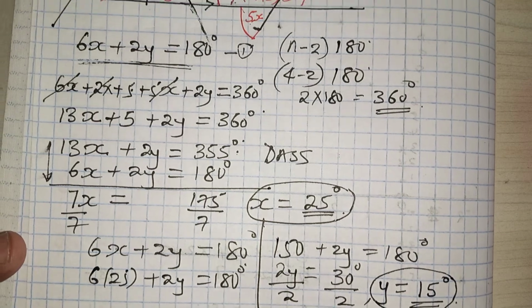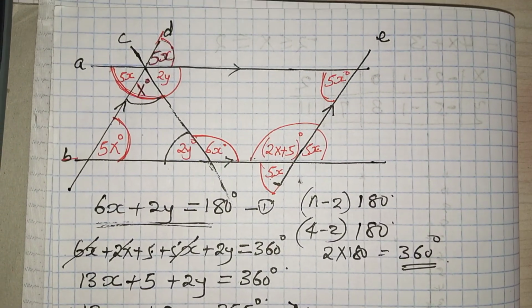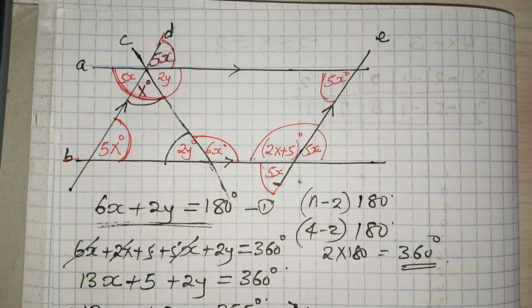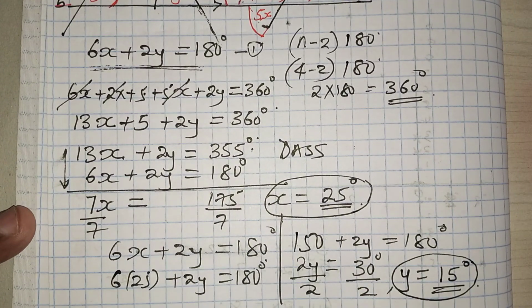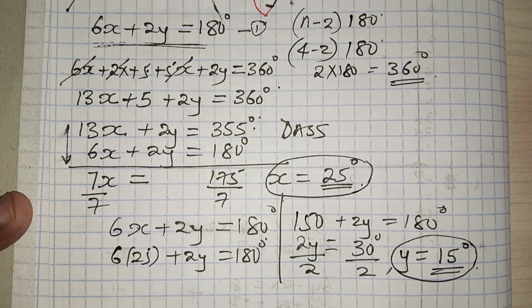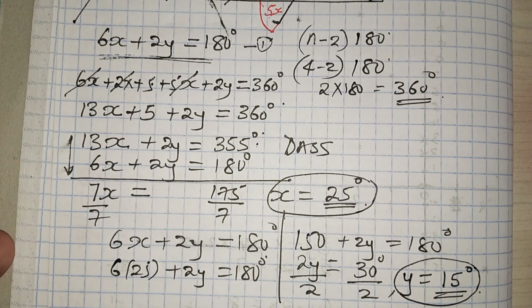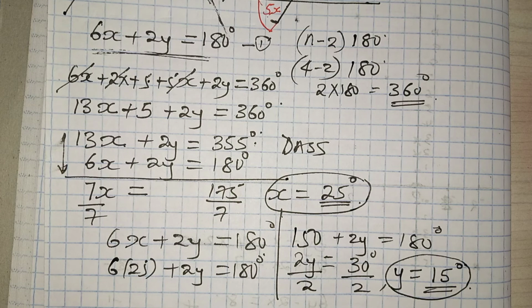So ultimately, we have been able to realize the value of x as 25 degrees and the value of y as 15 degrees. Yes, it was a good question using several properties, a long one, but we have managed to get to the end of it, having successfully solved the value of x as well as the value of y.